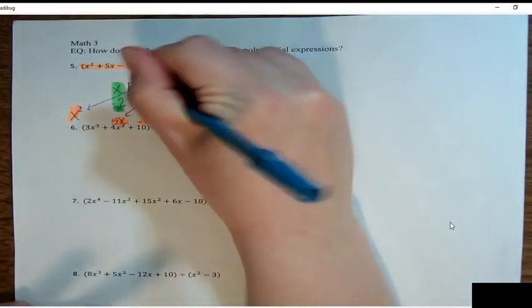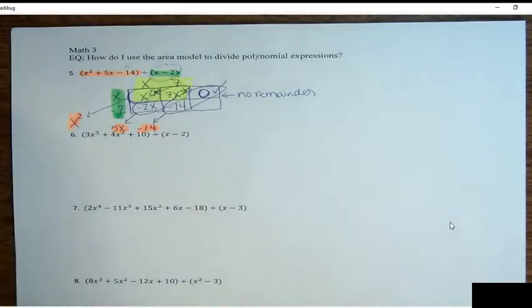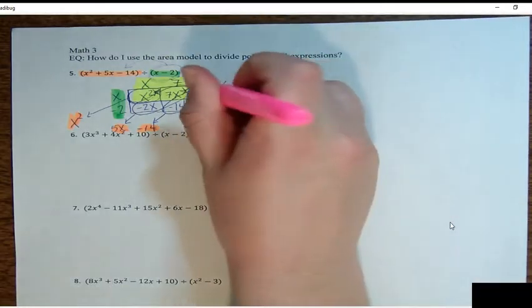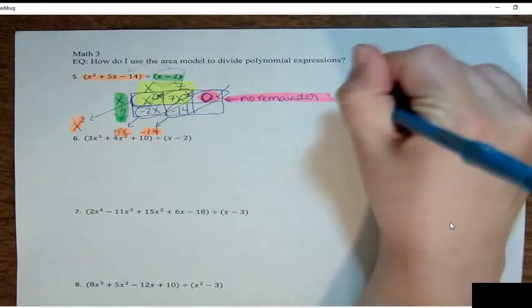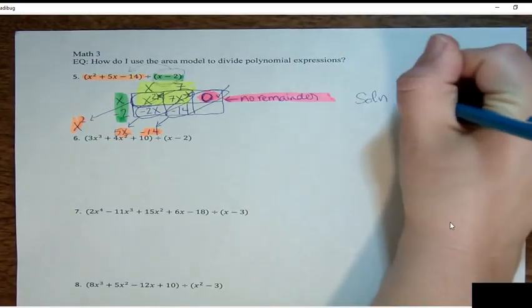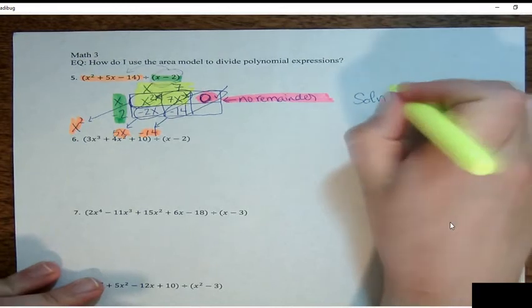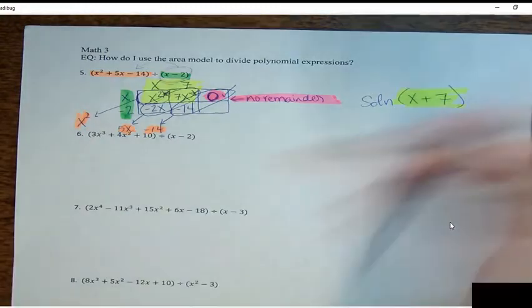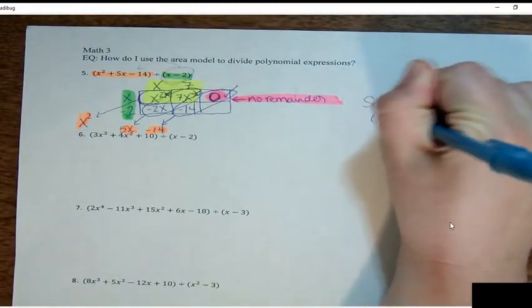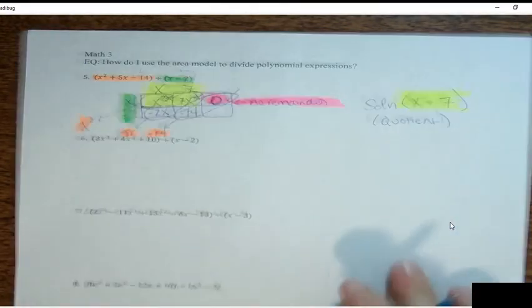So these 2 are not highlighted. I'm so sorry about that, but the x and the 7 are. Sorry, I wish I had whiteout. And then there is no remainder for this problem. So this means that our solution should be x plus 7, the thing on the top that was highlighted yellow. Okay, so that's our solution, and our solution is called our quotient. Okay, so that's the first one. Sorry for my mistake.